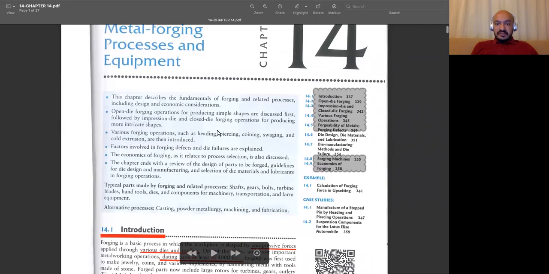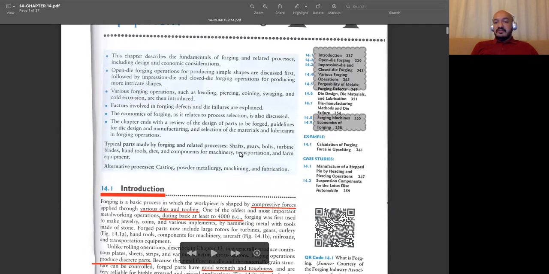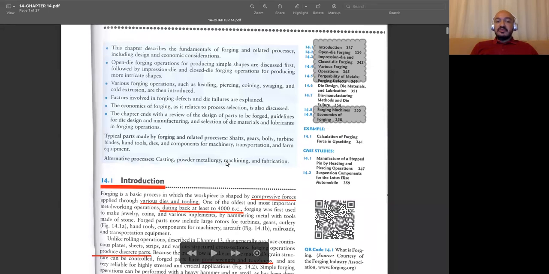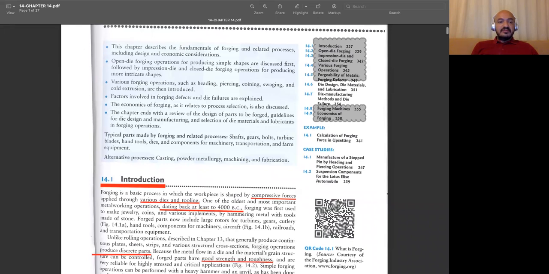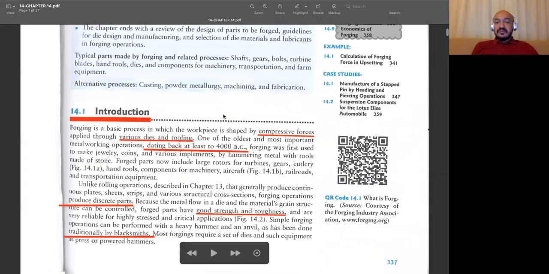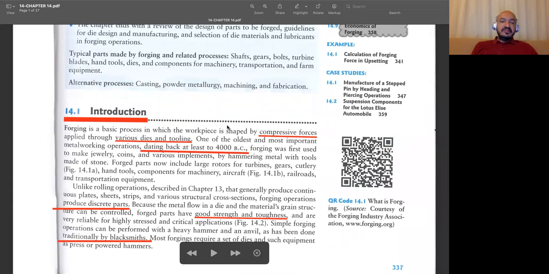With the help of forging, we can produce small parts and larger parts, for instance gears, balls, blades, and tools. So with the forging process, we can produce various types of products. And this process was one of the oldest types of manufacturing processes.